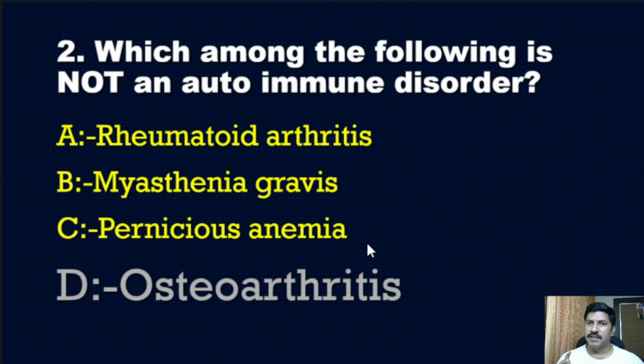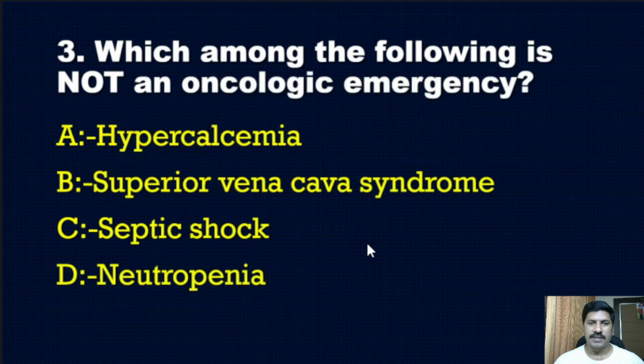Vitamin B12 deficiency is a major cause of pernicious anemia. In the autoimmune disorder, the antibodies developed in our body destroy the intrinsic factor which lines the gastric mucosa. So I think it is clear, and we can go to the next question.